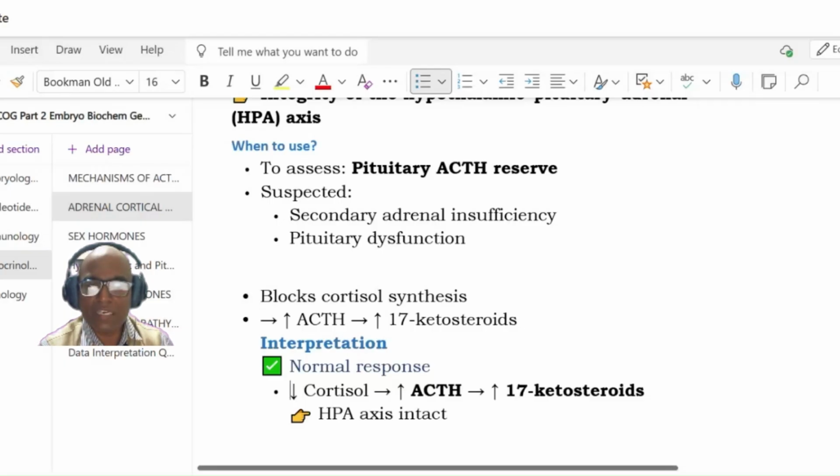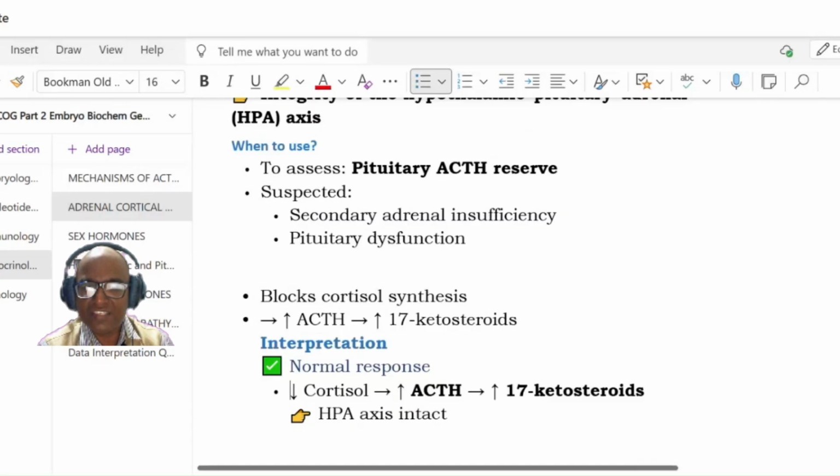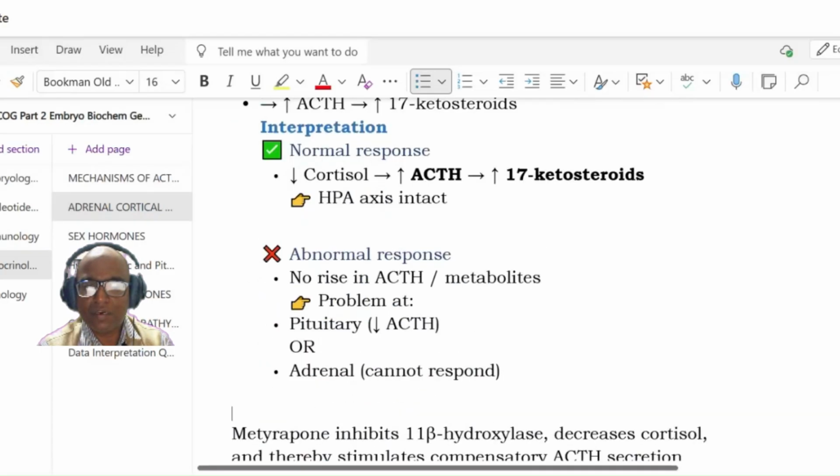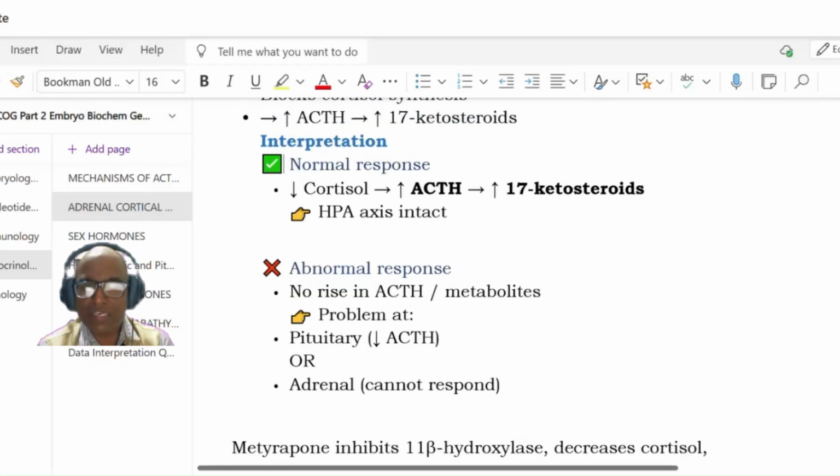Okay, so the normal response after giving this Metyrapone is a decrease in cortisol level, an increase in ACTH levels, and an increase in 17 ketosteroids. That indicates the intact HPA axis. Metyrapone blocks the cortisol. Basically it causes inhibition of the 11 beta hydroxylase enzyme. So the normal response is decreased cortisol, increased ACTH levels and increased 17 ketosteroids. That indicates the HPA axis is intact.